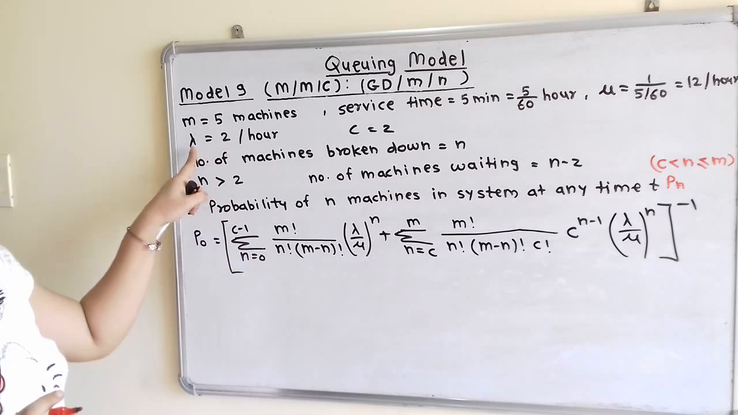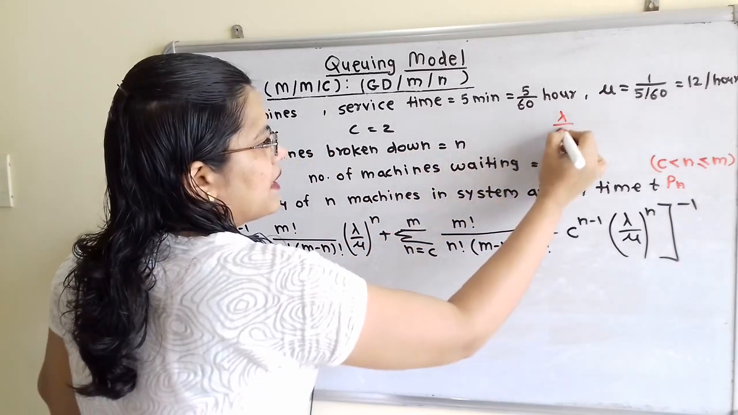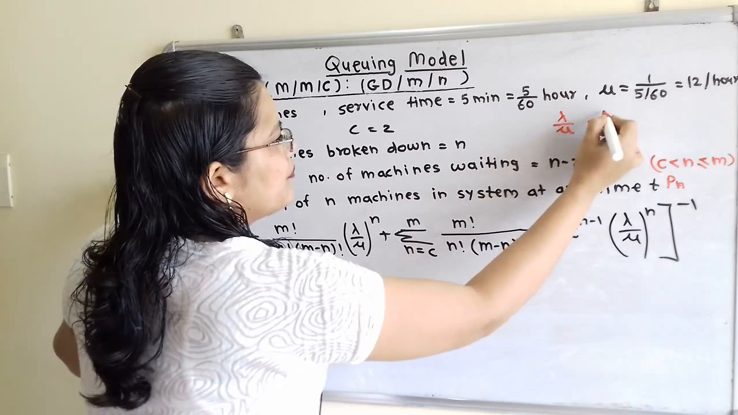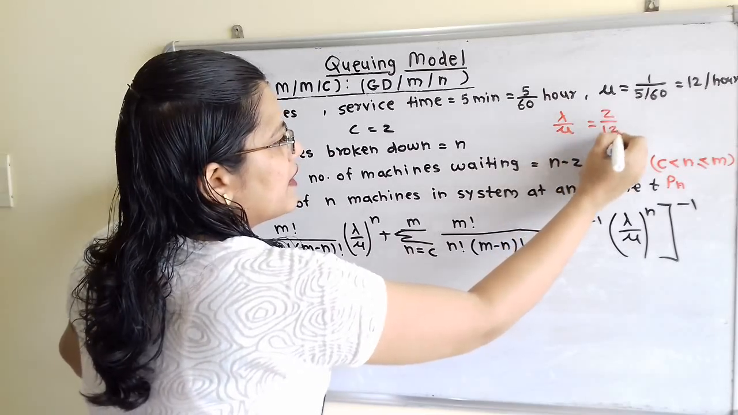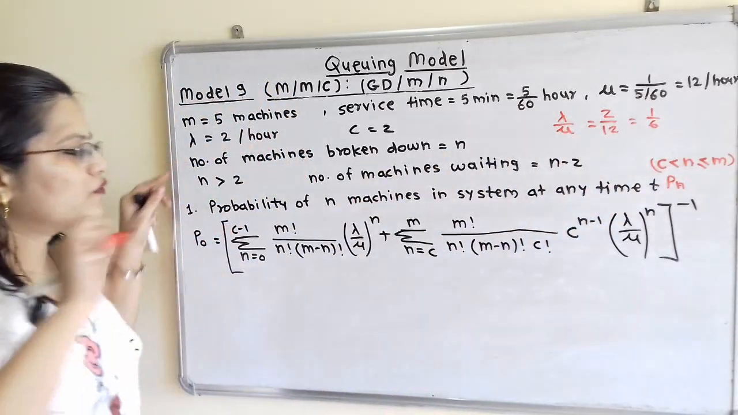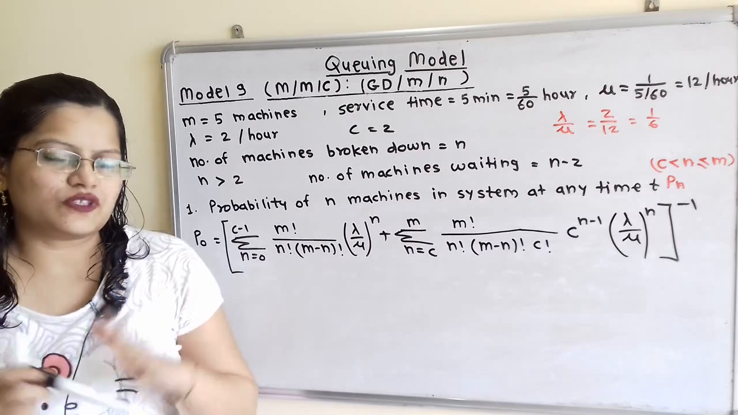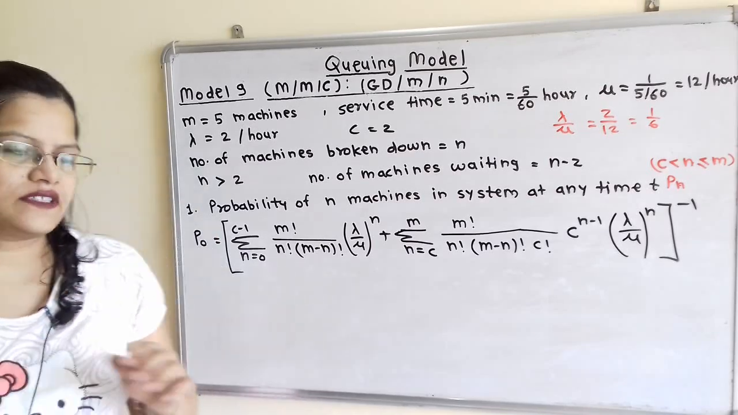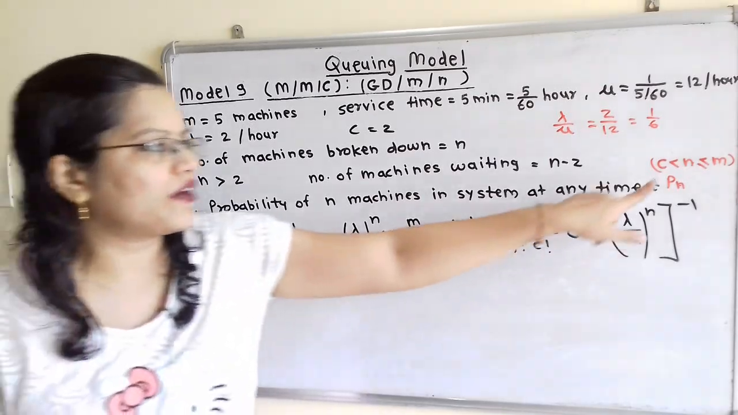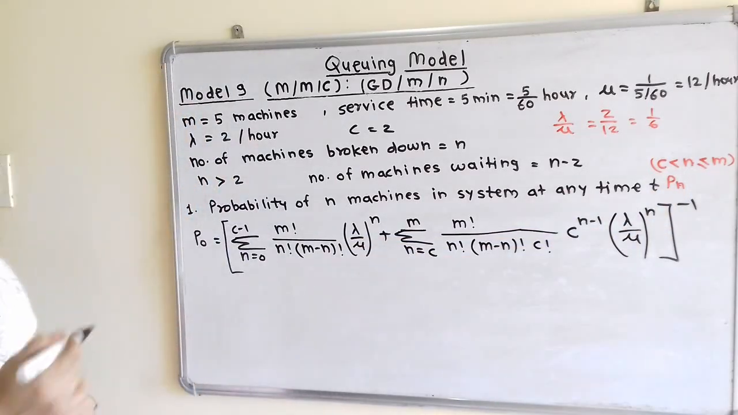Now we have the lambda value as well as the mu value. So what is the ratio of lambda by mu? It is equal to 2 by 12, which is equal to 1 by 6. So we will refer to this value 1 by 6. Now first we will calculate P0, that is the probability of an empty system, because this P0 is required to calculate Pn. Now here is the formula.